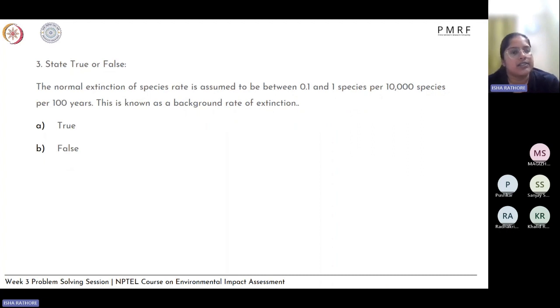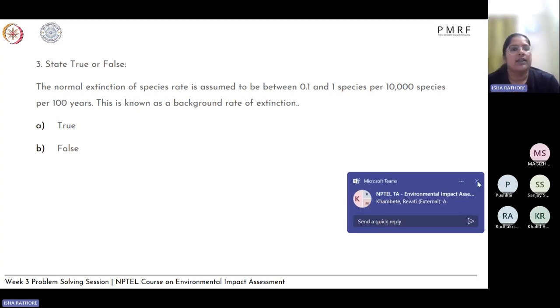Moving on, another state true or false. The normal extinction of species rate is assumed to be between 0.1 and 1 species per 10,000 species per 100 years. This is known as the background rate of extinction. So is the statement true or false?